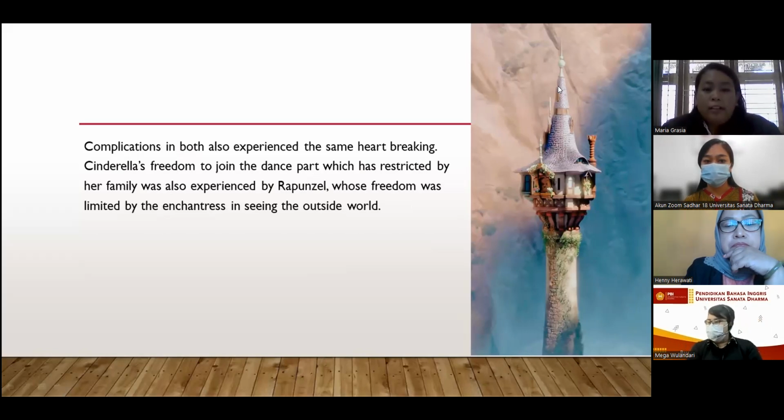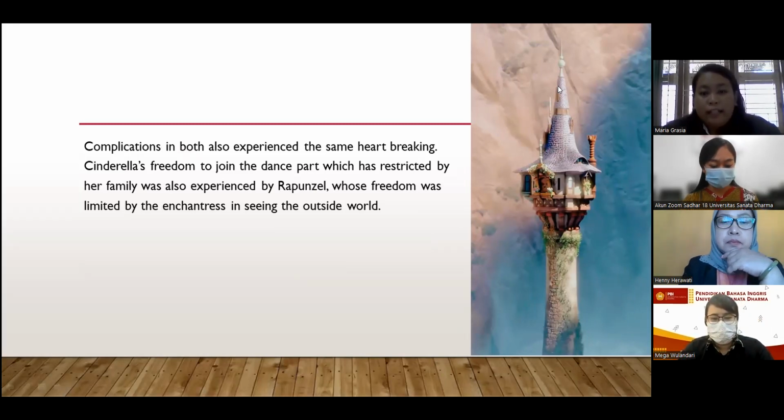Complication in both also experienced the same heartbreak. Cinderella's freedom to join the dance party was restricted by her family, which was also experienced by Rapunzel, whose freedom was limited by the enchantress in seeing the outside world.